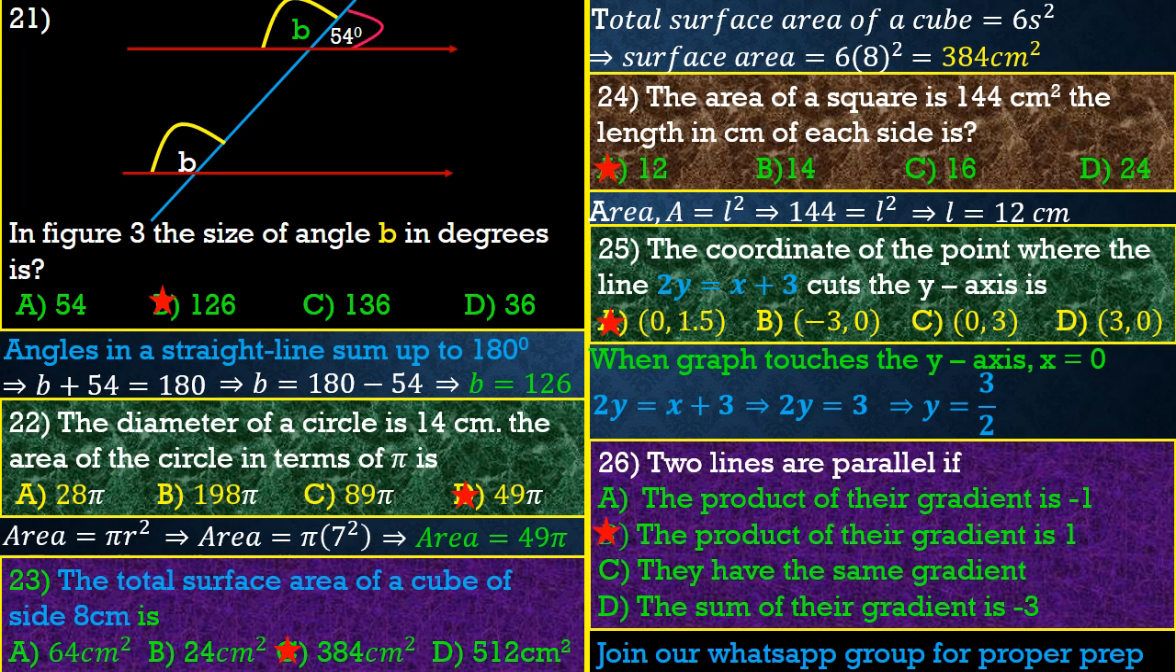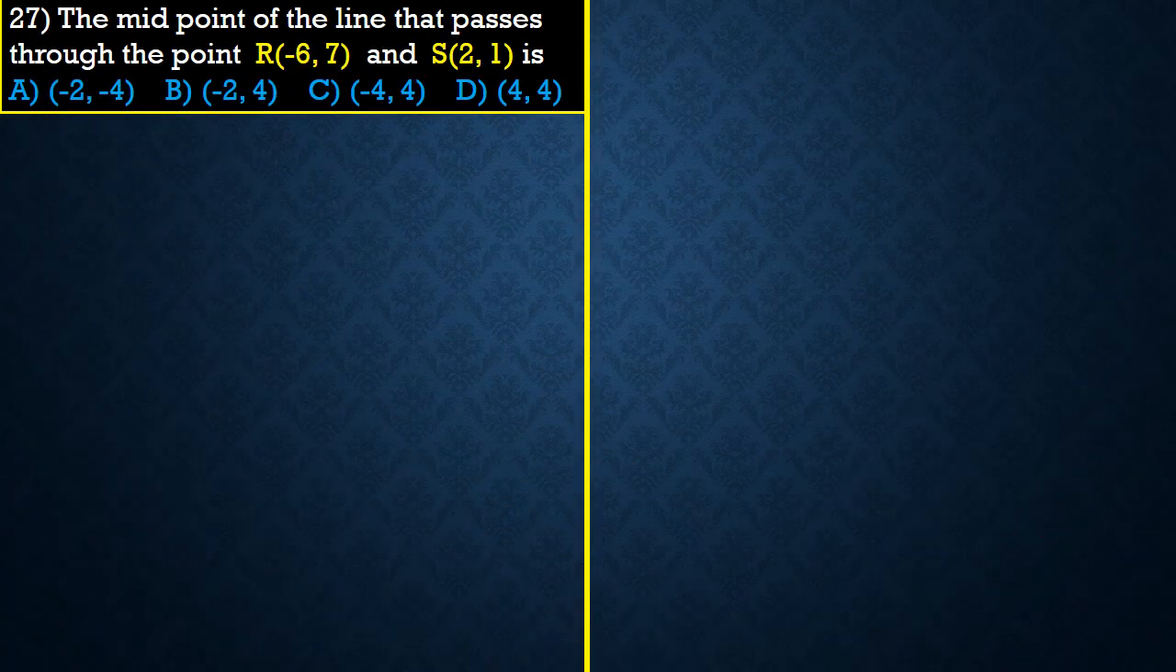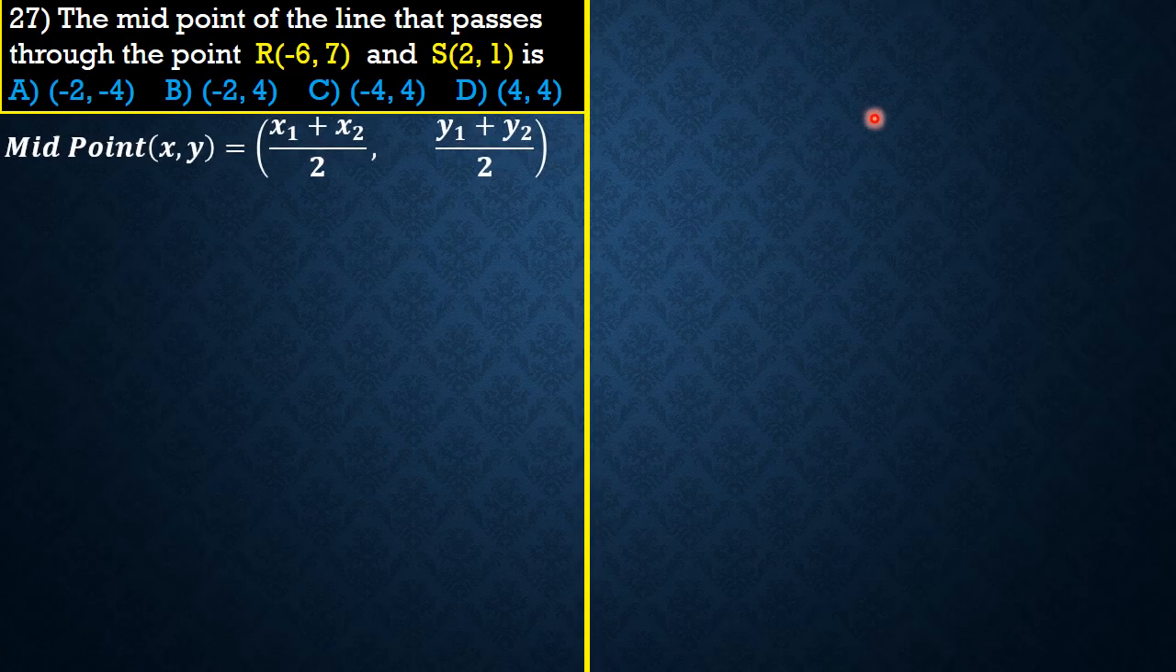Okay, now guys, let's go to the next question. Question 27 simply reads that the midpoint of the line that passes through the points -6, 7 and 2, 1 is, okay. So according to the midpoint theorem, the midpoint of those lines has coordinates x, y, which is simply given as the average of the two x and the two y values. Namely x1 plus x2 over 2, y1 plus y2 over 2.